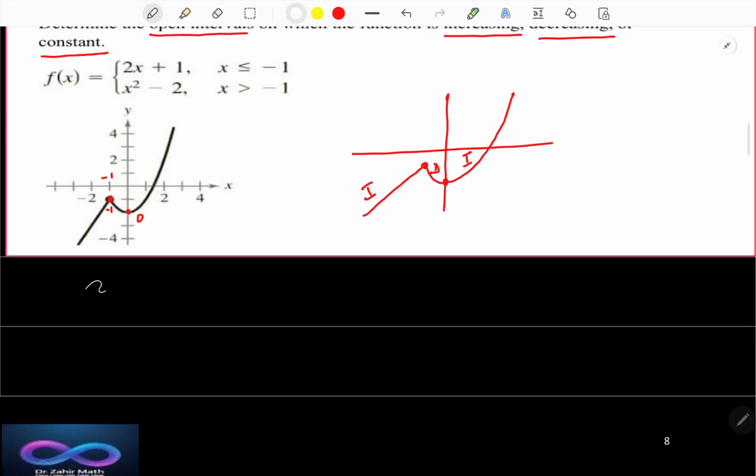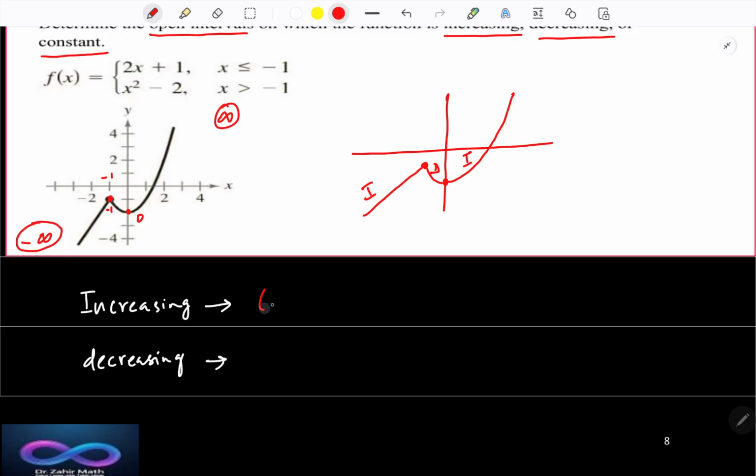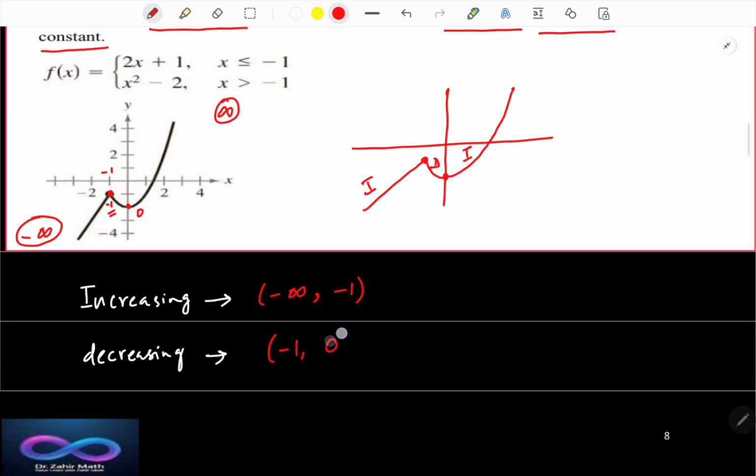So please write now increasing and decreasing, right? Just starting from here, increasing. Right here, minus infinity. Right here, plus infinity. So it is minus infinity, comma, increasing up to where? -1. So -1. After that, decreasing, -1, comma, 0. Up to here, decreasing. Right?